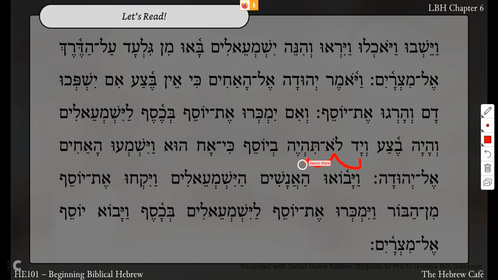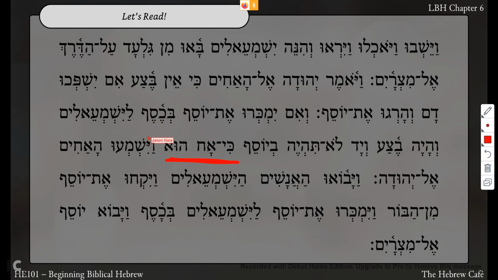V'yad lo tiyeh v'Yosef. The ve here means against. A hand will not be against Joseph. Okay, it means again that they won't kill him. Ki achu. Because he is a brother. In the Bible, it actually doesn't say ach, it says achihem. It's their brother.